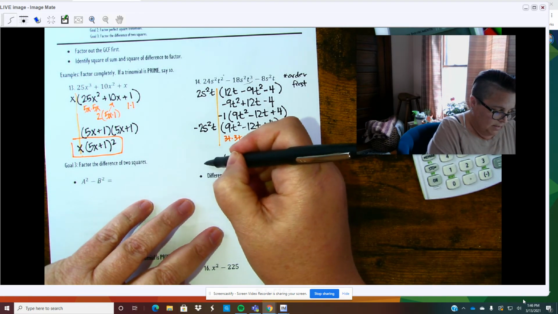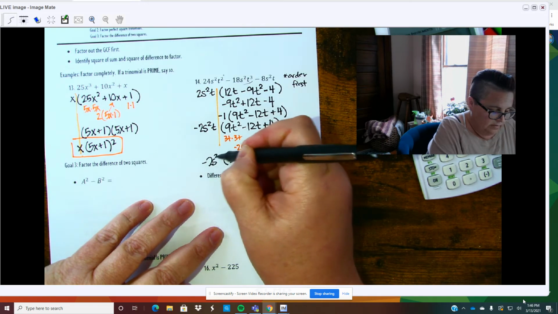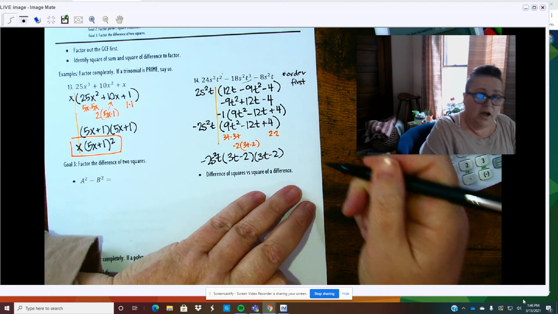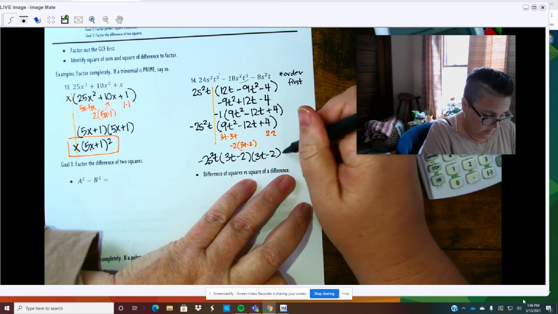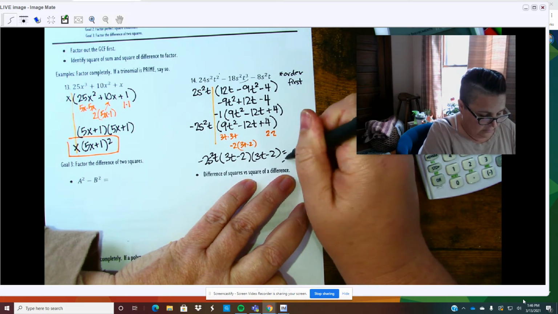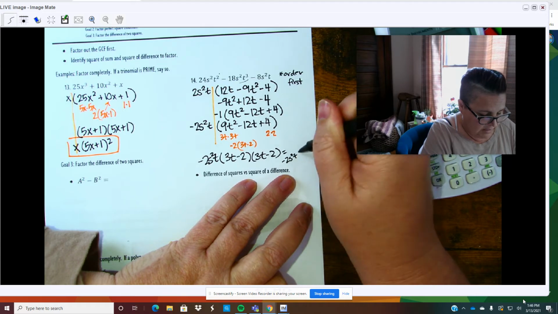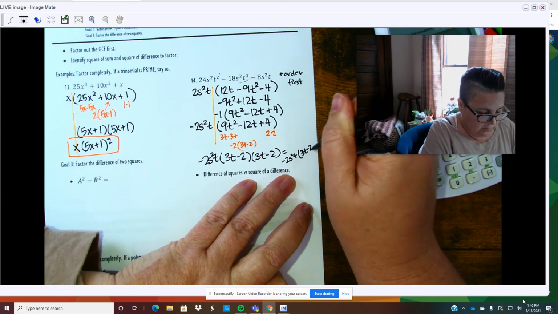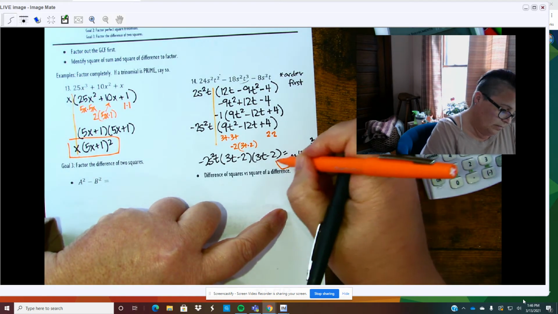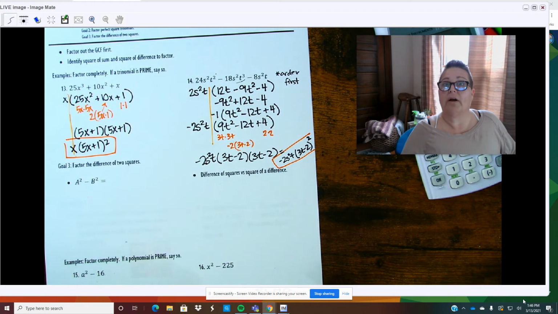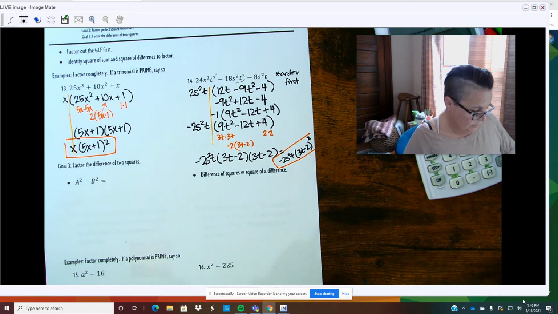And I've got to bring down the negative 2s squared t. So to write this efficiently, I am out of room. That would be negative 2s squared t times 3t minus 2 squared. There we go. Sorry, I ran out of room. But we're pretty close.